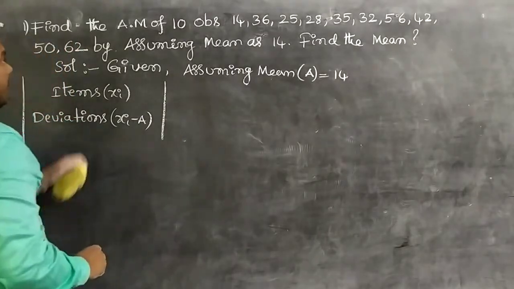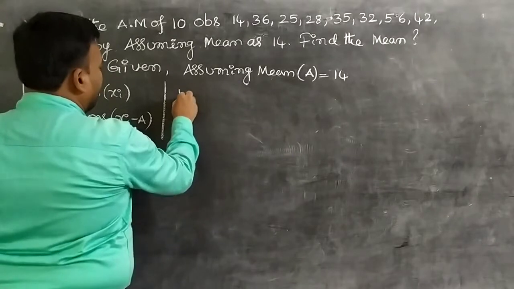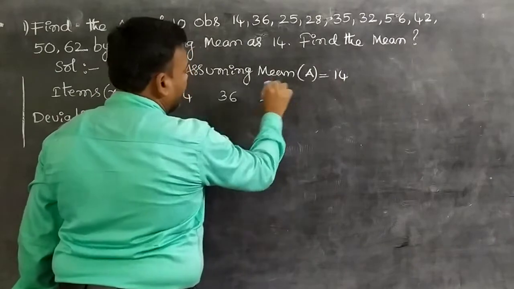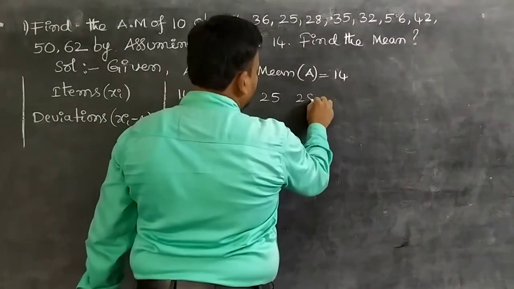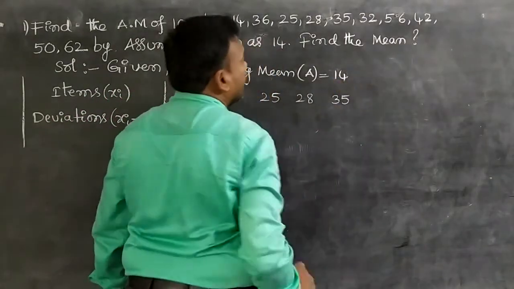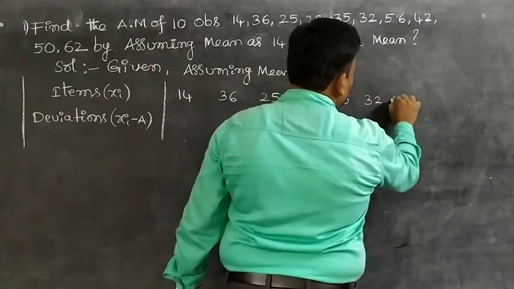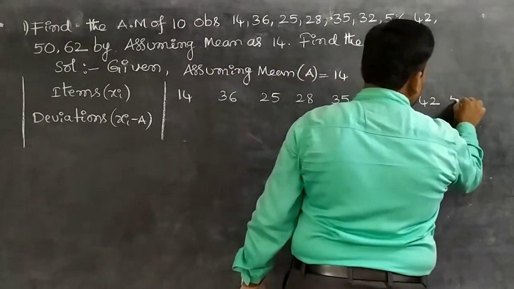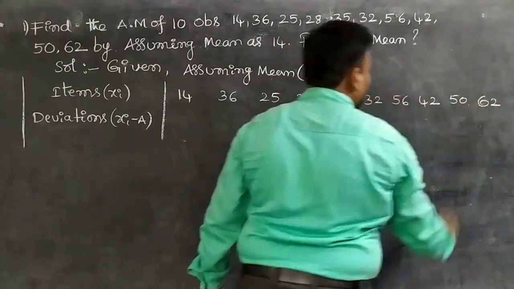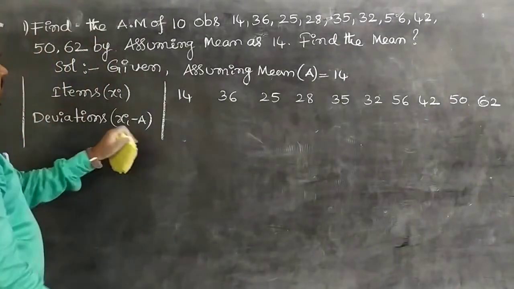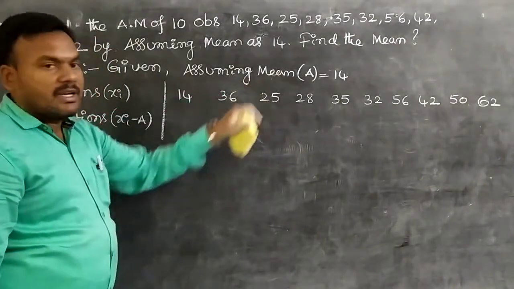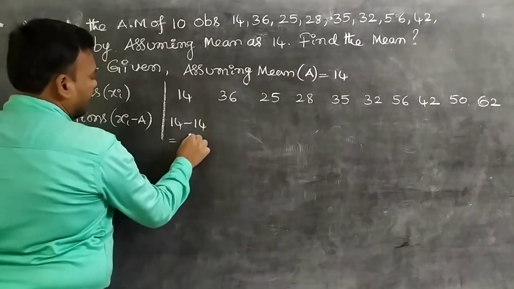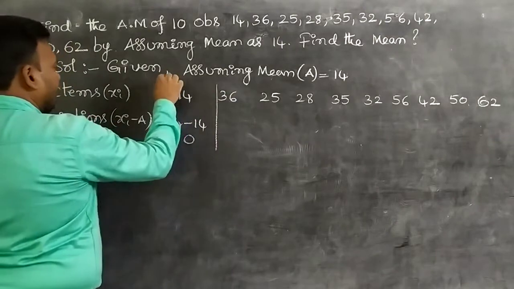Which are the items? So 14, next 36, 25, 28, 35, 32, 56, 42, and 50, finally 62, students. Next, xi minus A. Already A value is 14, given. So here 14 minus 14 becomes 0. Okay, right.